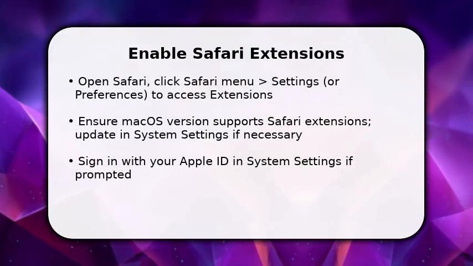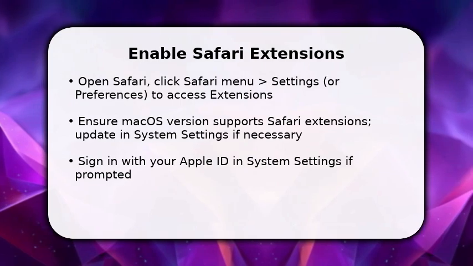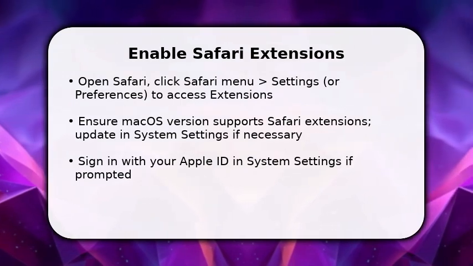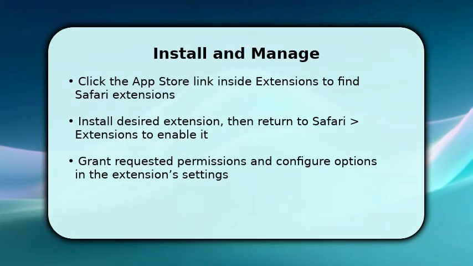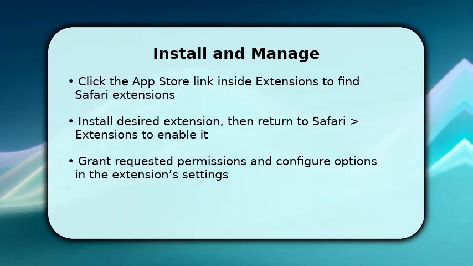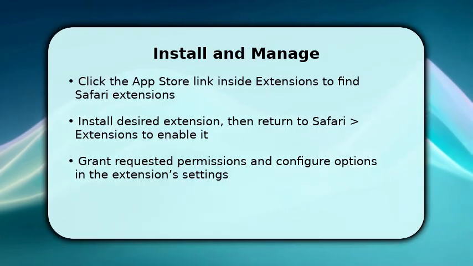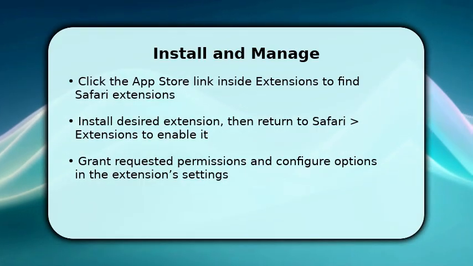Now move to the Extensions pane and prepare to browse the App Store or enable available items in the list. You click the App Store link in the Extensions pane to find vetted Safari extensions. Search for the one you want and tap Install. Once installed, return to Safari's extensions list and toggle the extension on so it becomes active.